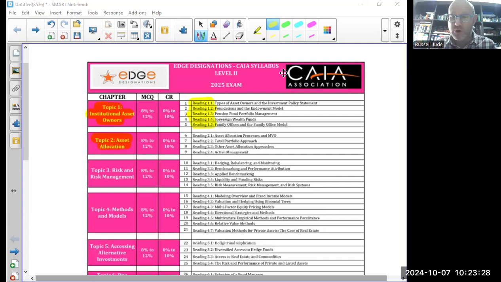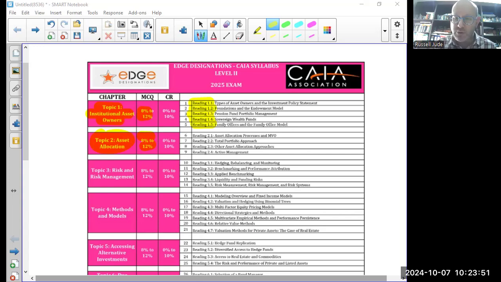Topic 2 is a newly named topic called asset allocation. If you look at 2024, there was no specific topic called asset allocation. The mark allocations are all the same, 8 to 12. The readings within this are the same readings as they were in 2024, just under a new topic 2 called asset allocation. Essentially, you've seen them all before.